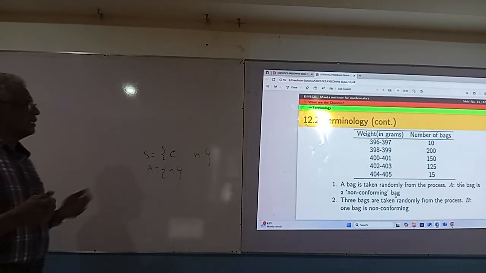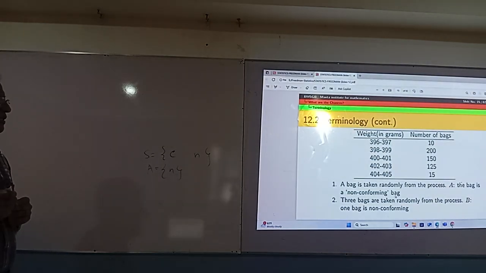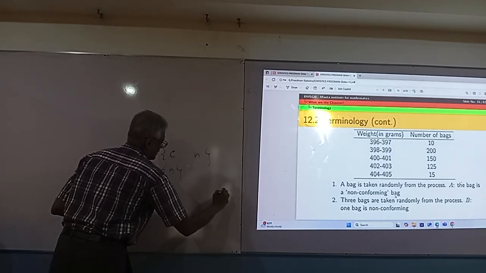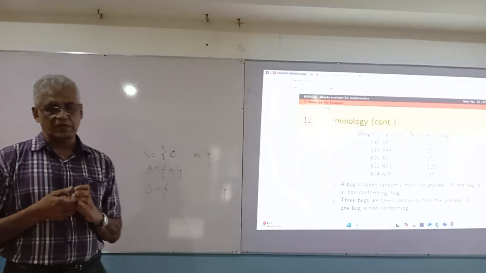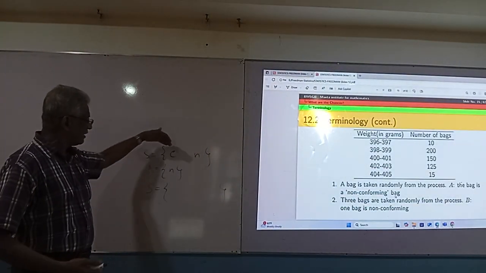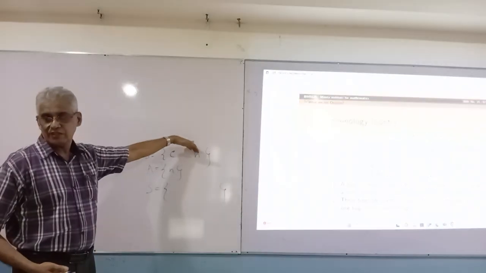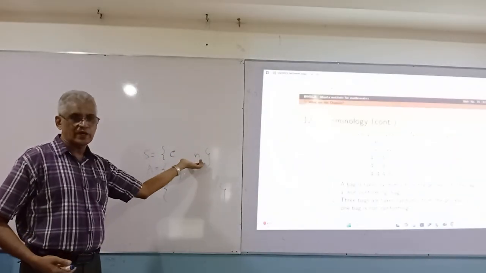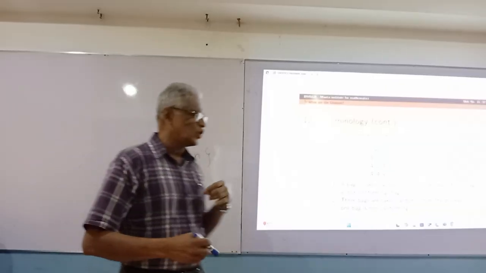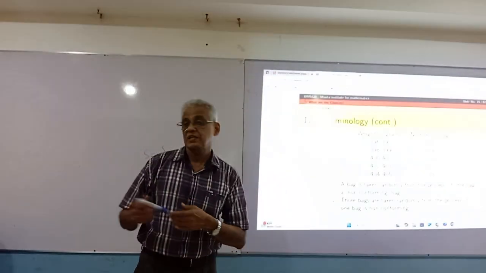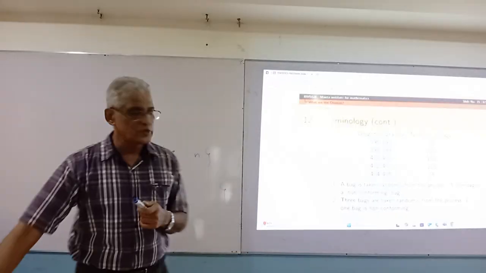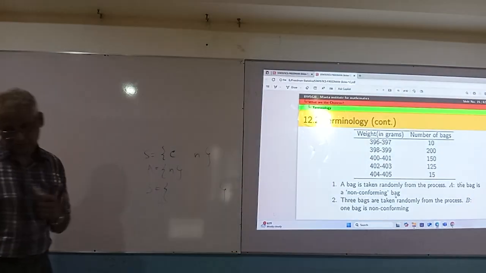Right. What are the other ways of defining the sample space? In that case you can take the sample space or what you observe here. Here in this case you observe whether the bag is conforming or not. So in that case the outcome is C or N, conforming or non-conforming. Or you can say you observe the weight, actual weight as your observation. So in that case how do you write down the sample space?